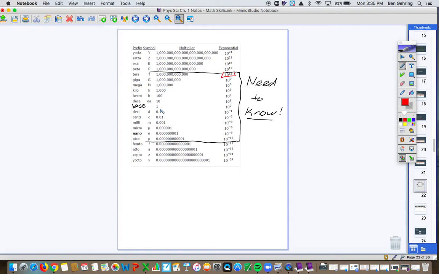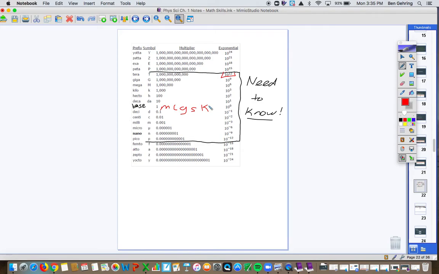So for your base units, you'll have things like meters, liters, grams, seconds, and Kelvin. Those are all base units that we use in this class specifically. Then you have deci, centi, milli, micro, nano, and pico. I'm going to give you a different way to look at those and remember those, hopefully, that might be a little bit easier than just looking at this chart and saying, oh my goodness.